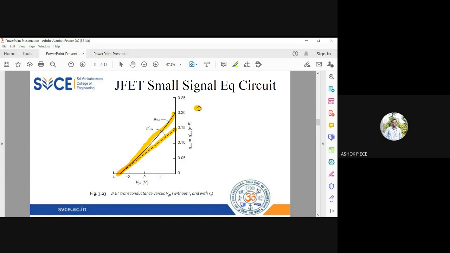Because I am considering the resistance value Rs equal to 0 for GM, and Rs is going to be non-zero for GM'. I again say, please understand, whenever I write the symbol without dash, it means I am not including the effect of source resistance Rs. Whenever I'm putting a dash here, it means I'm including the effect of Rs in my equivalent circuit.